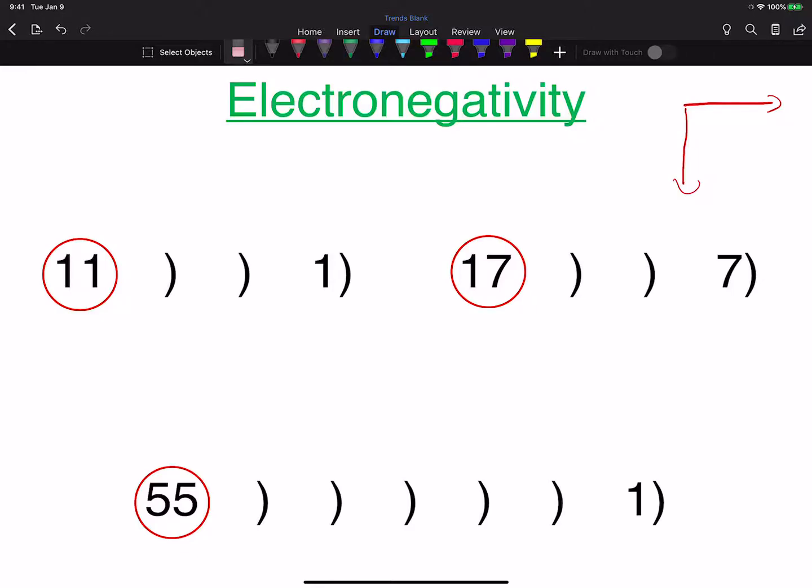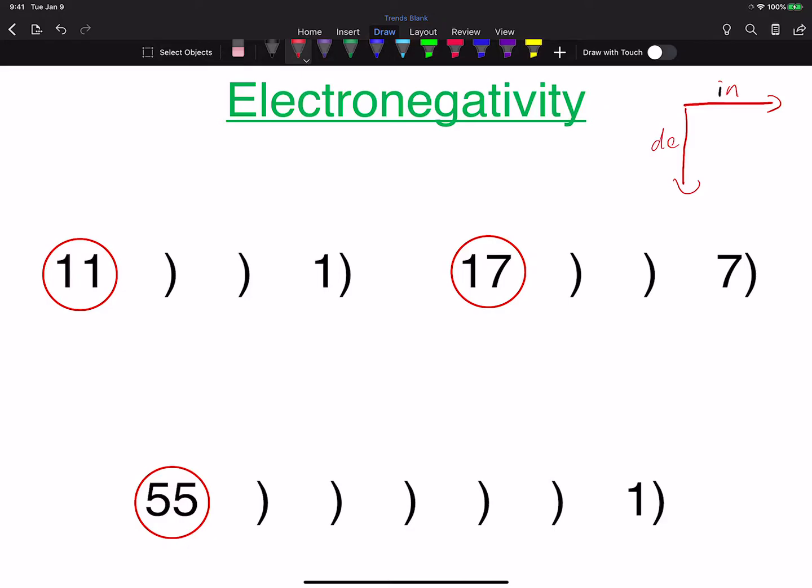All of the nonmetals on your periodic table have their electronegativities listed. For this reason, you would never have to memorize the pattern of electronegativity. You could just look at a row, you could look at a column, and you could figure out what the pattern was. Basically, electronegativity increases as you go across the table and decreases as you go down.